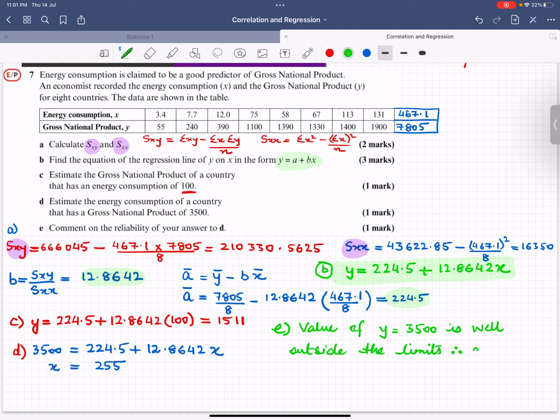Therefore the answer is unreliable as it involves extrapolation. And that answers part E of the question.